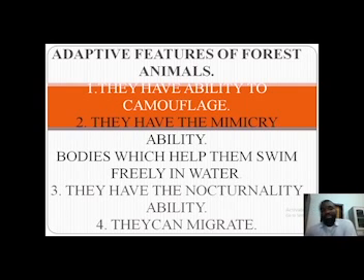Do you understand? You are acting like your younger sister. You are mimicking your younger sister. So that is the same thing that occurs in forest animals. They have the ability to mimic another animal.